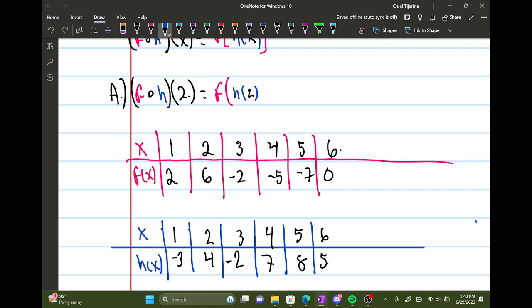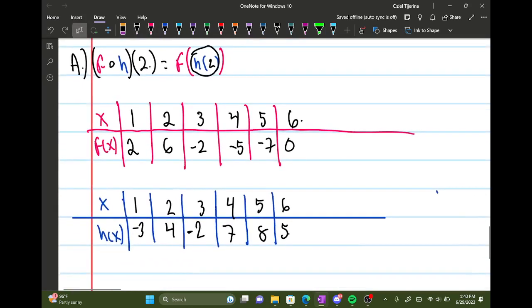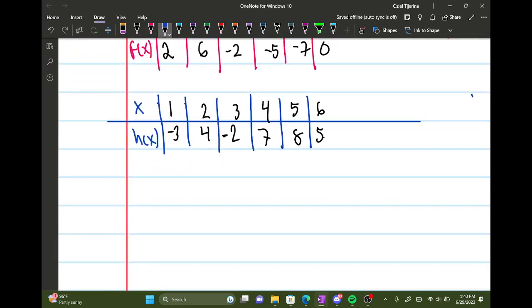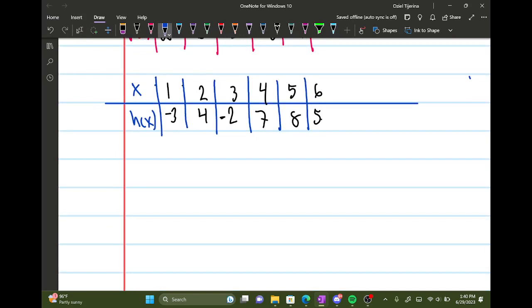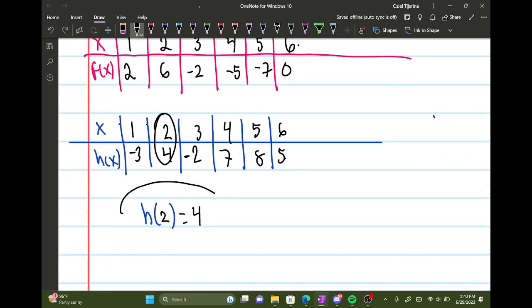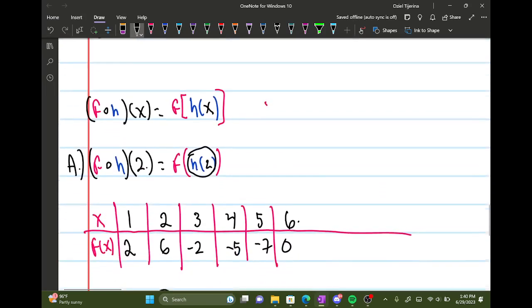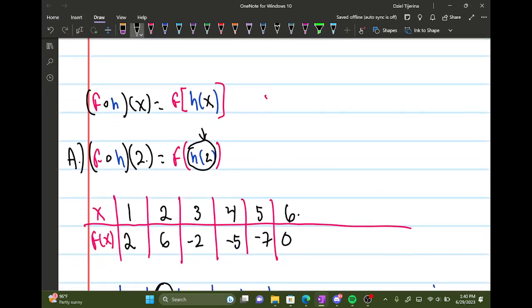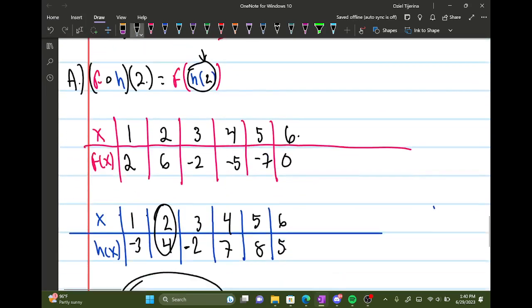And when we do this, first you're going to evaluate h of 2. So h of 2, if we look at this table here, when x is equal to 2, we know that h of x is 4. So basically h of 2 is 4. So we know we're going to plug this in here. So we know that h of 2 is going to be 4.